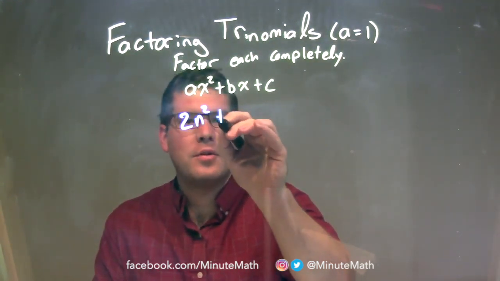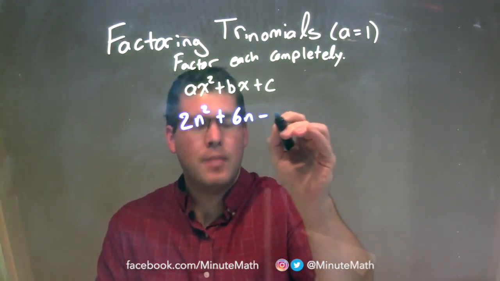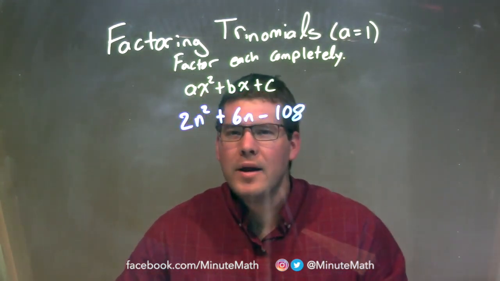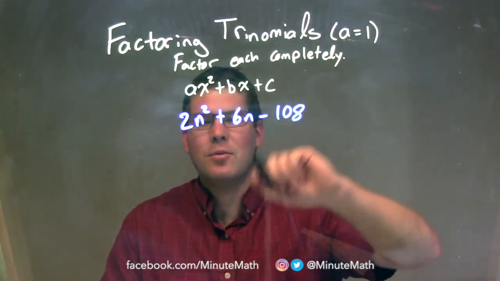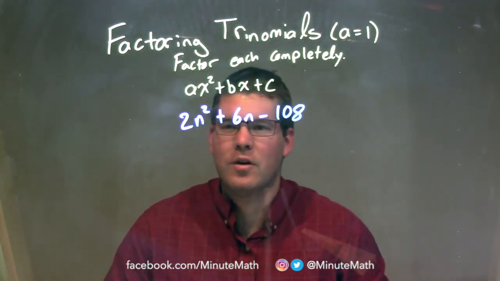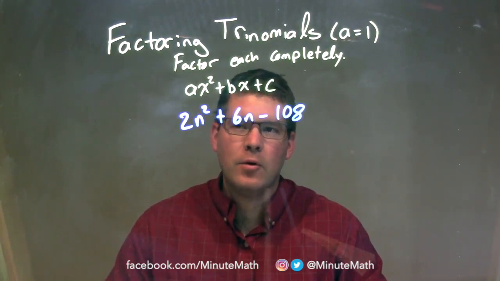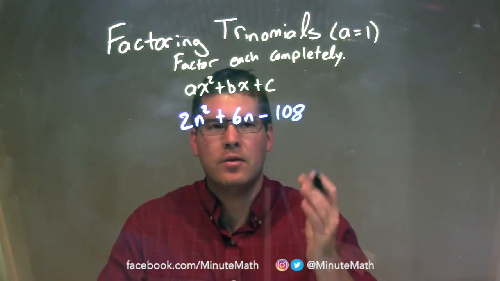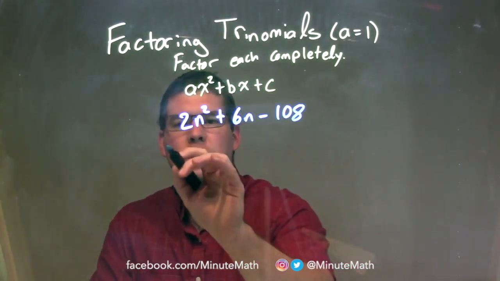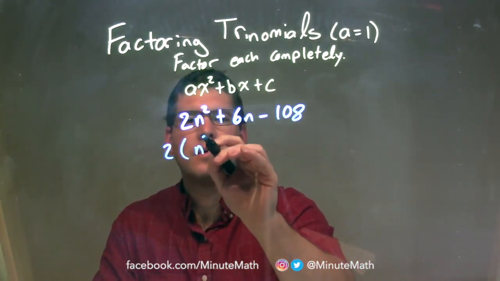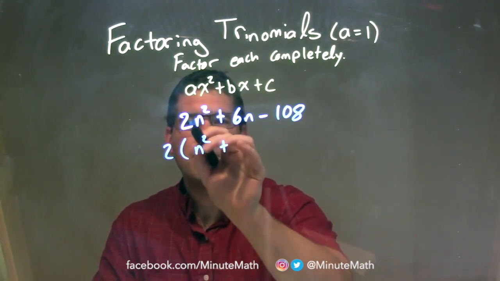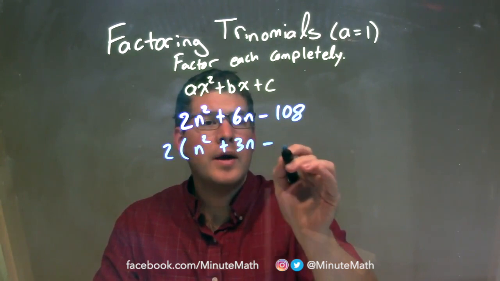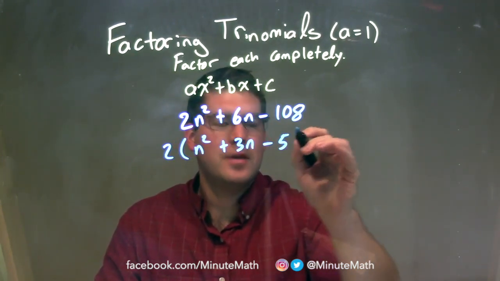2n squared plus 6n minus 108. Well, what I notice here is it's easier to factor when our a value is 1, the coefficient from our n squared here. But we don't have that. But I notice I have a 2, a 6, and a 108. Each one of these is even, so I can pull out a 2 from all parts. Pull out a 2 from there: 2n squared, I get n squared. 6n becomes 3n. And 108 divided by 2 is 54.